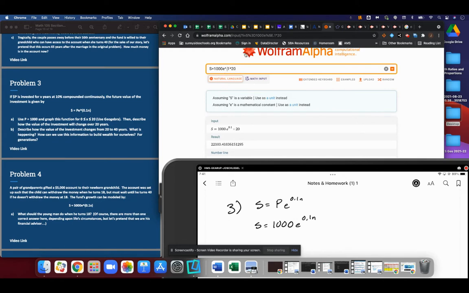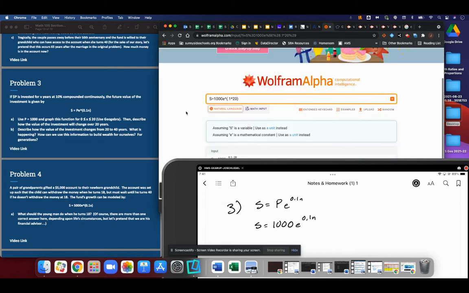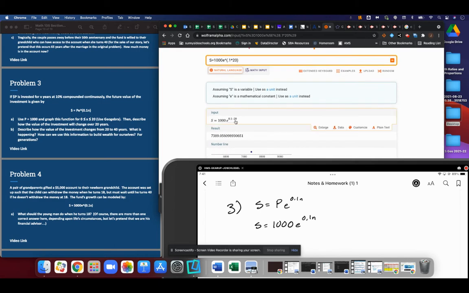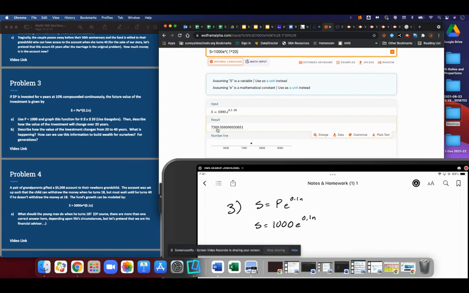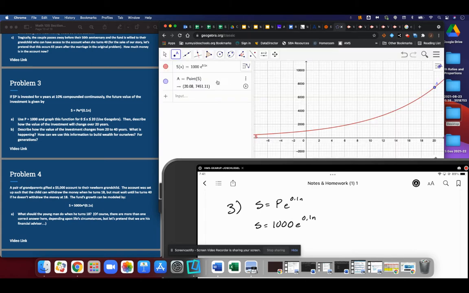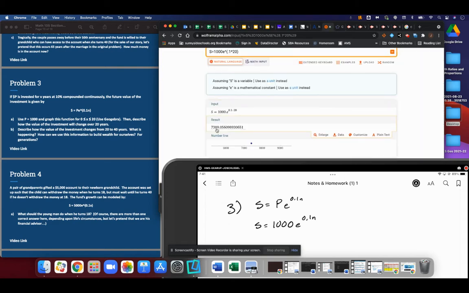In the case of this, everyone, what we need to do is put the stuff that's being raised to the power of the exponent in parentheses, and that will fix that problem. It will keep that 0.1 and that 20 together up here in the exponent spot. And now this number that we got here matches very closely with what we got in GeoGebra. My guess on GeoGebra was 7,450. The Wolfram number is $7,389.